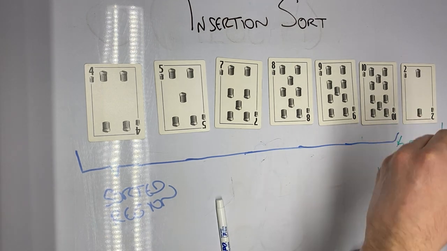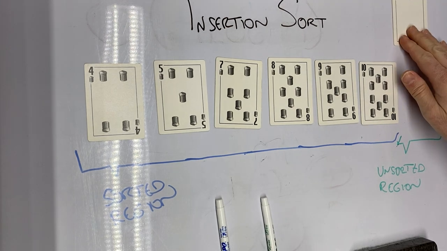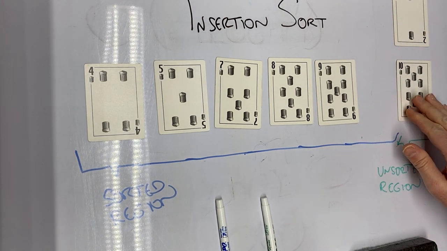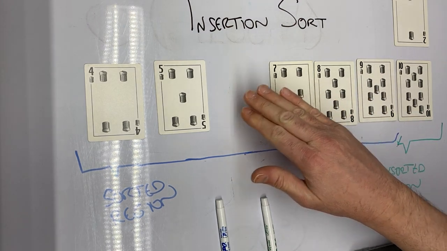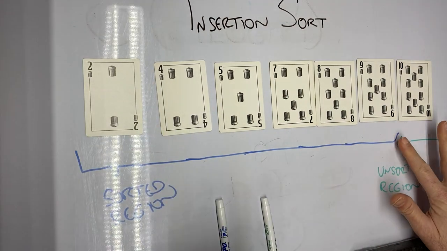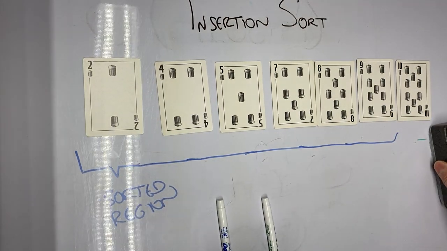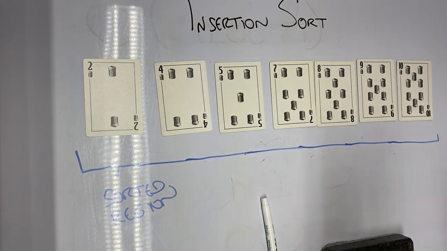And the final card in the unsorted region is the 2. So I remove the 2. 10 is greater than 2, shift right. 9, shift right, 8, shift right, 7, shift right, 5, shift right, 4, shift right, insert the 2. And now we have a single sorted region.